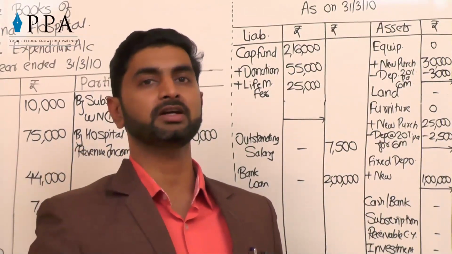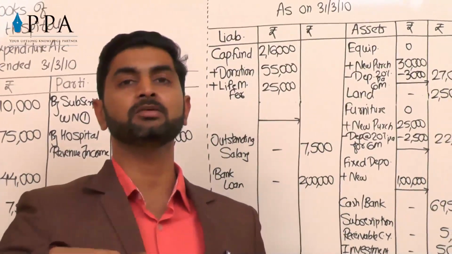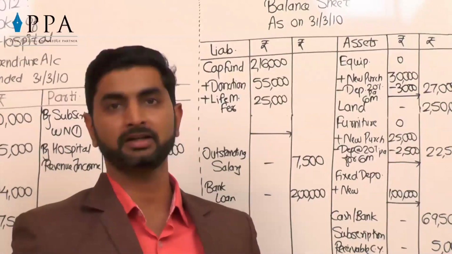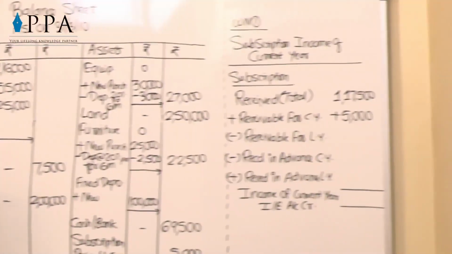So it is not for current year. It was receivable for last year, and 15,000 is receivable for the next year. So we have to reduce these two figures. Both are not related to current year. So let's go to the working note of subscription.